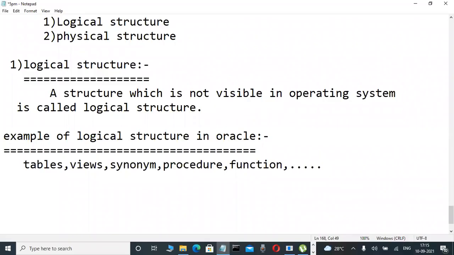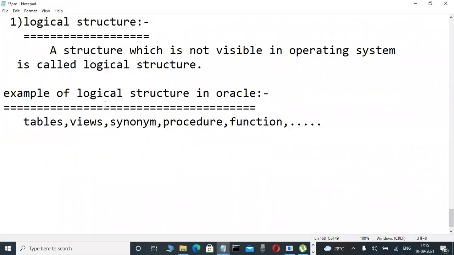Write it: a structure which is not visible in the operating system is called a logical structure. Very easy. Examples of logical structure in Oracle, MySQL, DB2, all database software: tables, views, synonyms, procedures, functions. You may not have an idea of all these things, but at least you roughly have an idea about tables.